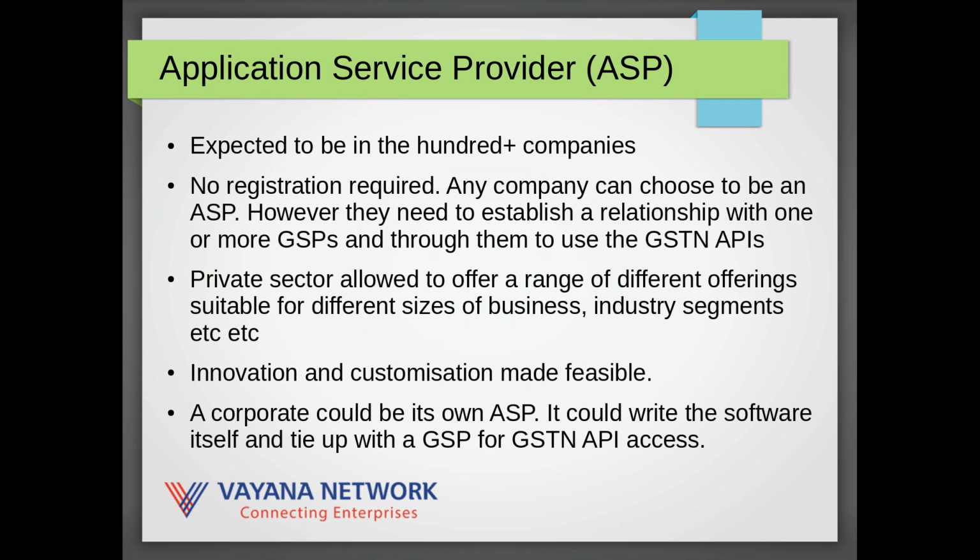However, for ASPs to be able to access GSTN, they do need to establish a relationship with one or more GSPs and through them use the GSTN APIs. This way, a large number of different offerings can be tuned to different sizes of businesses and different industry segments, and can drive a degree of innovation and customization in the private sector that would be very hard for a single government portal to actually pull off. Note that a corporate could also choose to be its own ASP. It could write the necessary software to interact with GST APIs, tie up with the GSP, and be able to do the necessary activities.